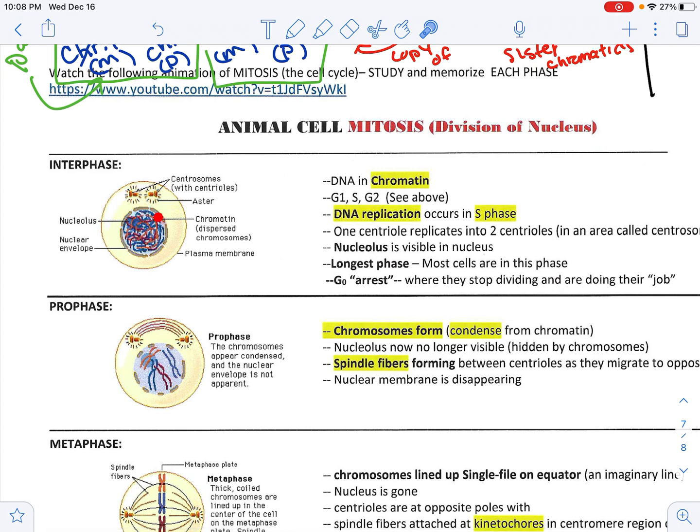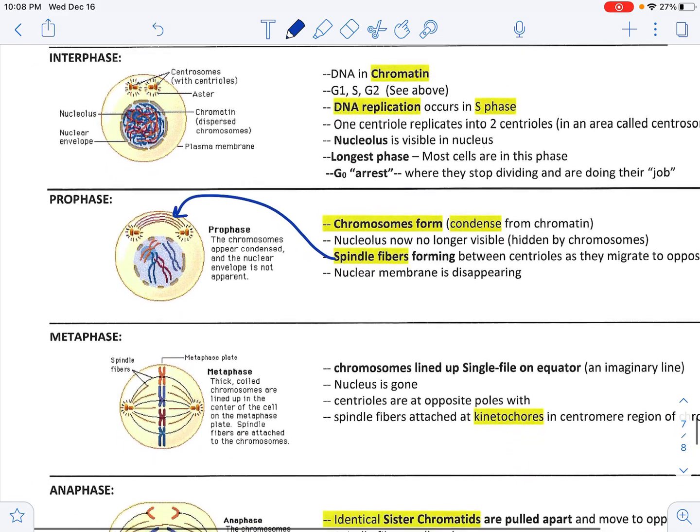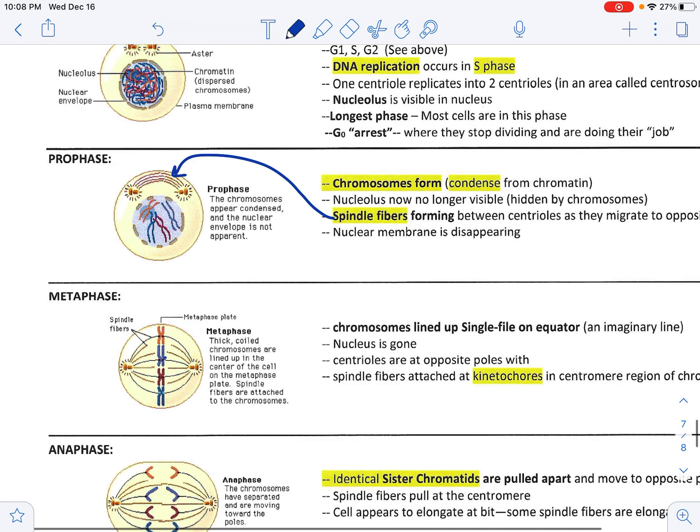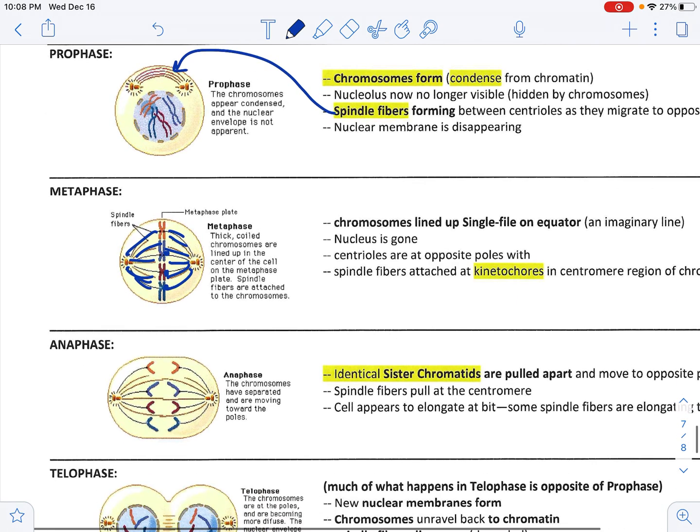But you can see here in interphase, here's my DNA as chromatin. It makes a copy of itself while it's in this phase. Then in prophase, now my chromosomes are forming. My nuclear membrane is disappearing. My spindle fibers are forming. Okay, so the spindle fibers, remember, are microtubules that are going to form between the centrioles. And then eventually the spindle fibers attach to the centromeres and kind of go to the poles, and they're eventually going to pull those 2 identical sister chromatids apart.